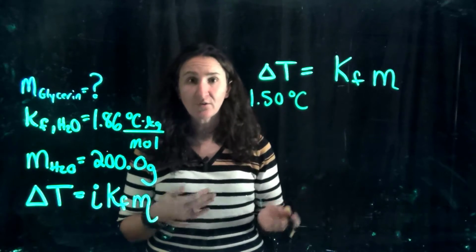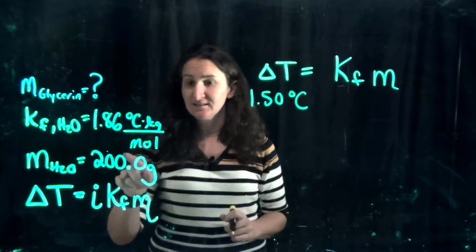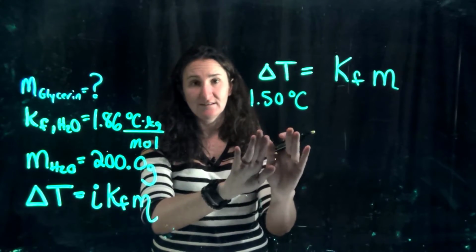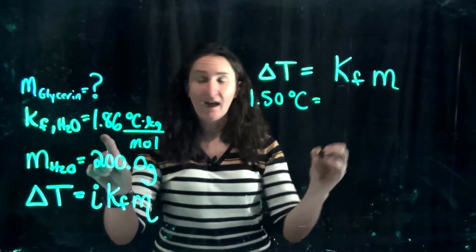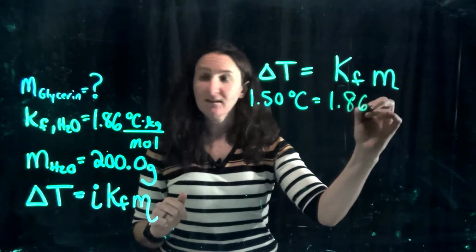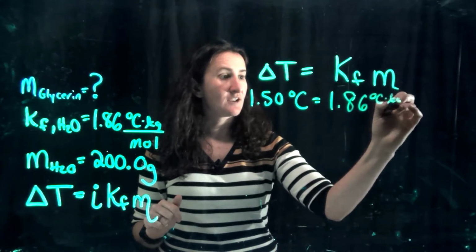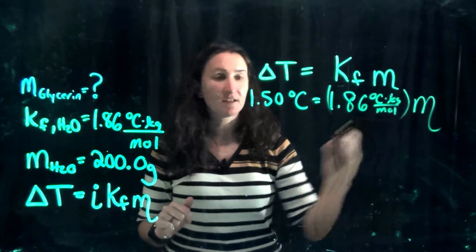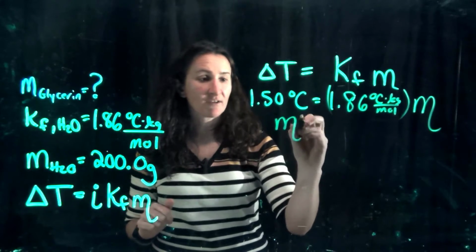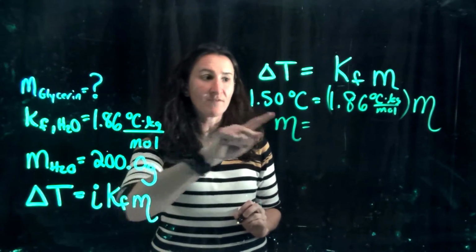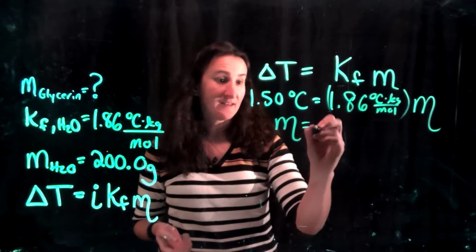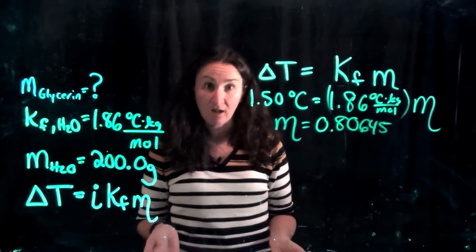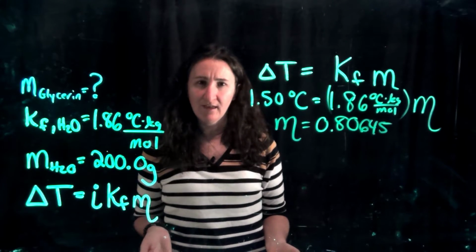Now, is that the right unit, or do we need to convert it to Kelvin? Degrees Celsius, look at my constant, it is also degrees Celsius. So we need it in degrees Celsius. Equals my Kf, 1.86 degrees Celsius times kilograms per mole. All that is now multiplied times my molality. So if we plug this into our calculator and we solve for our molality, we get 1.5 divided by 1.86. We get 0.80645 molal. What is molal again?